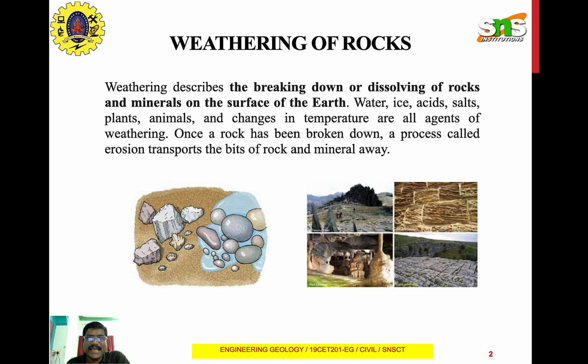Water, ice, acids, salts, plants, animals, and changes in temperature are all agents of weathering. So, how is that weathering happening? It's because of this water, ice, acids, whatever you are seeing on the surface of the earth. Once a rock has been broken down, a process called erosion transports the bits of rocks and minerals away. If we recall the types of rocks, one of them is weathered rock, because of these different types of activities.